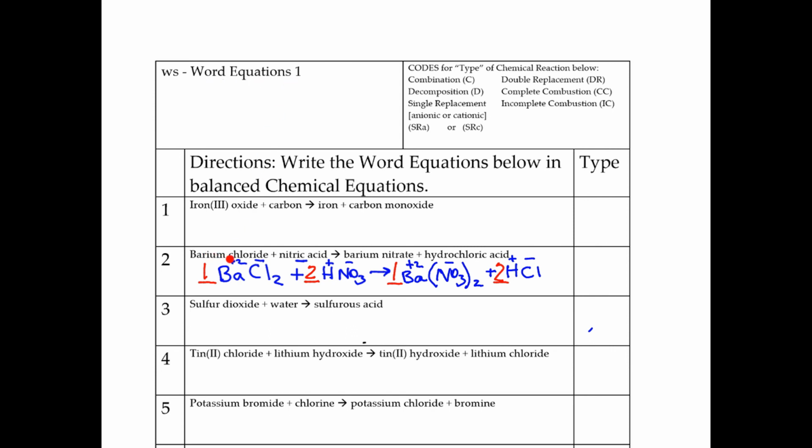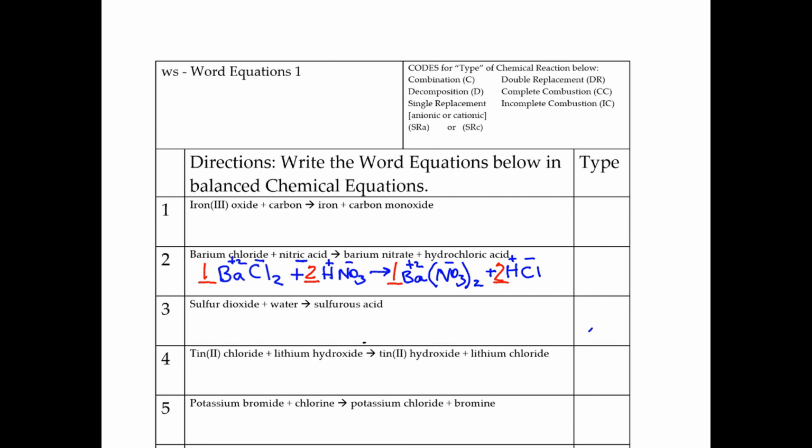This worksheet is putting together lots of skills that you've learned. First, you're going to take the words and turn them into formulas with the pluses and the minuses matching up. Then once you're done, you're going to put a line in front of each one, and you're going to balance the equation like we learned earlier as well. Lastly, you're going to identify the reaction by type. And so that'll be on a separate video, but here is just a quick reminder of how to do that.